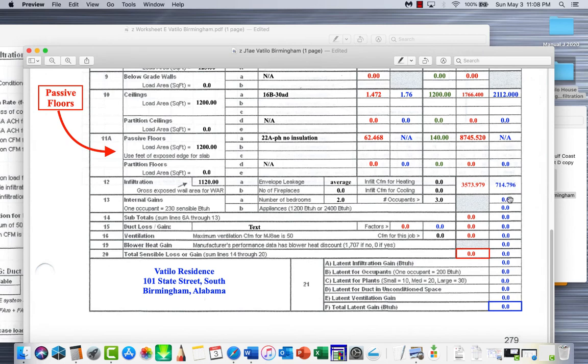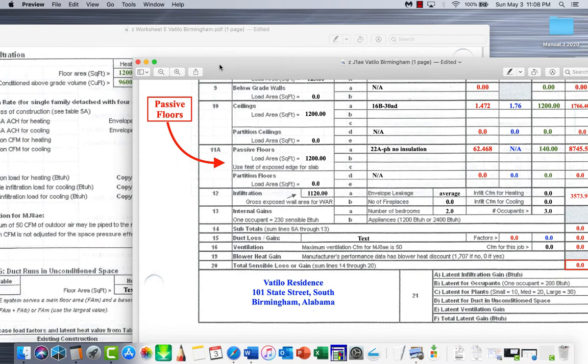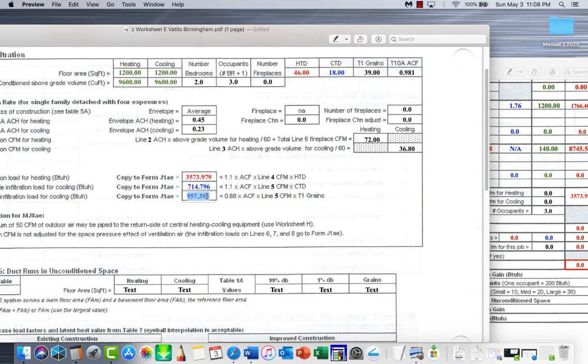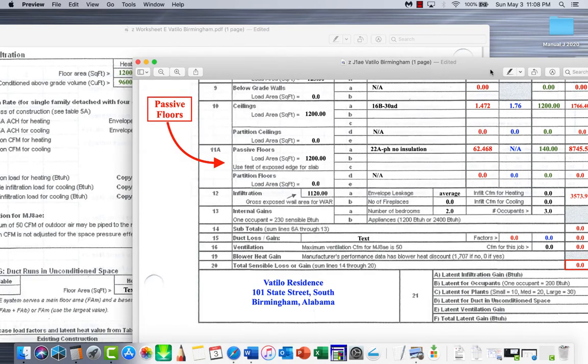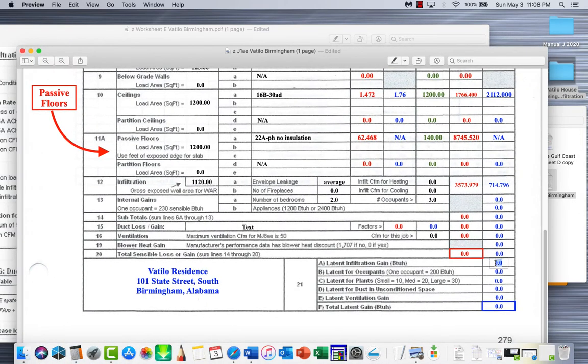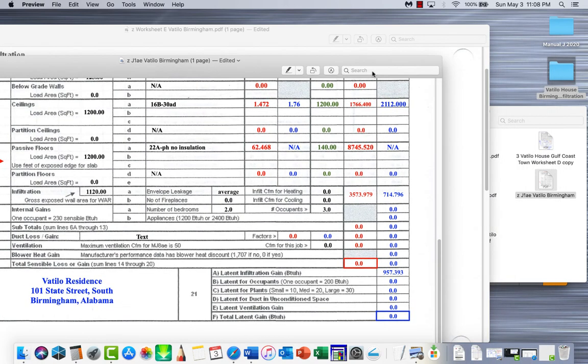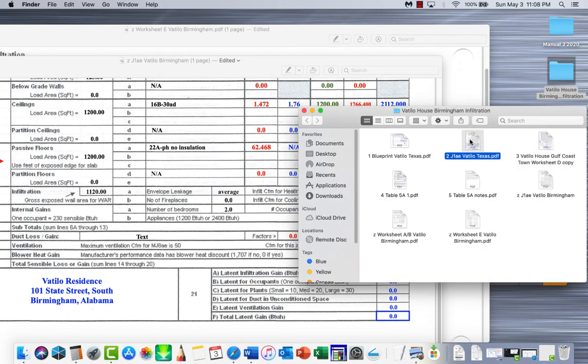Get that in there. And finally, our latent load. It's going to go down here on line A of 21, says latent load for infiltration, which is our 957. I'll just copy it and bring it in here. Like I said, where is this infiltrating, heating, and cooling coming from? Like I said, we'll just take a peek here.